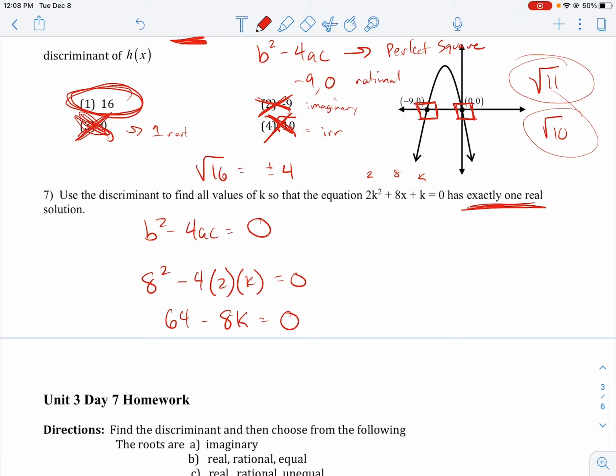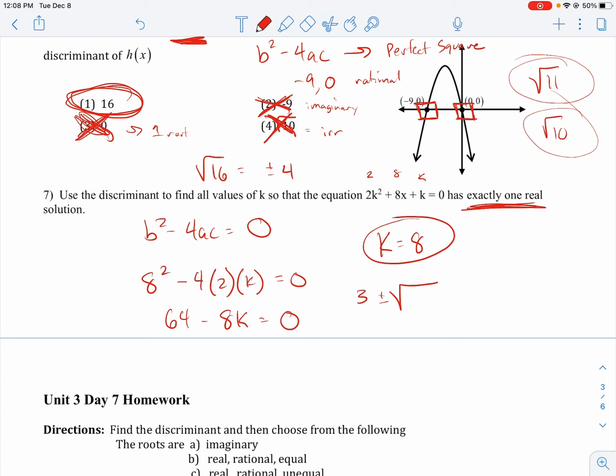So now we could solve, right? Subtract the 64 and divide by negative 8. But we don't need to do that. This is algebra 2, so we can use our intuition here. What number does k have to be in order to get a 0 here? Well, k would have to equal 8. So if k was 8, we would get 64 minus 64 is 0, which means our discriminant is 0.